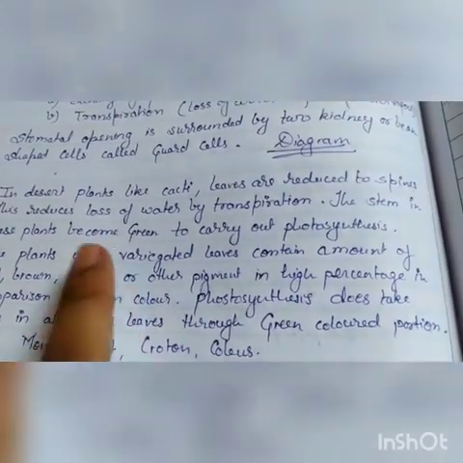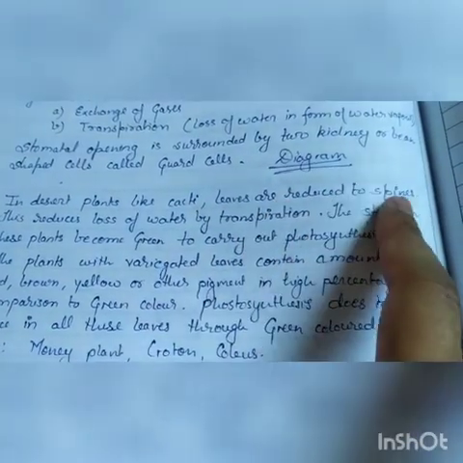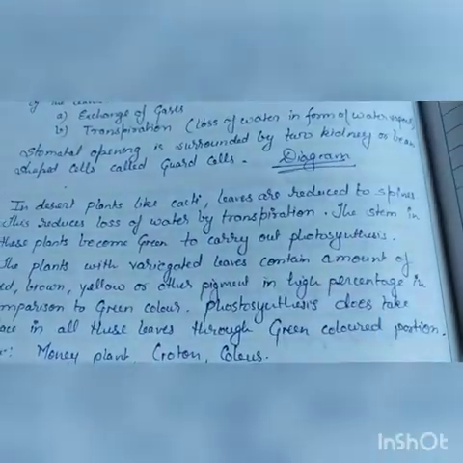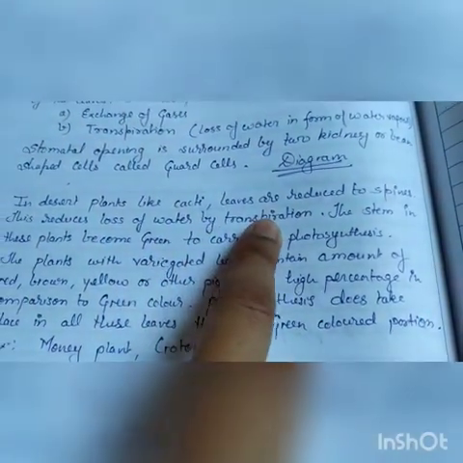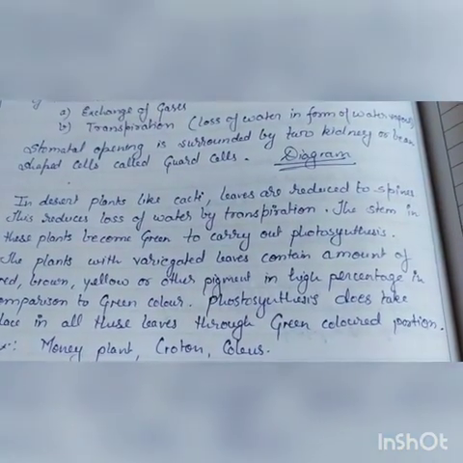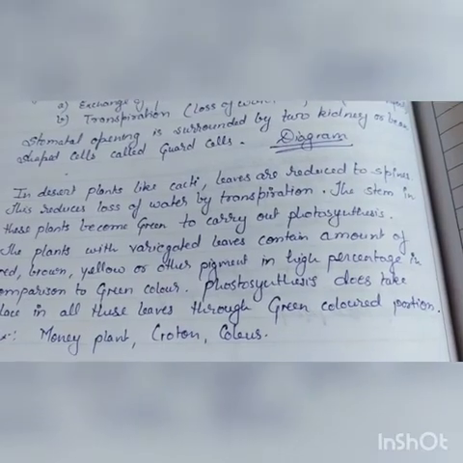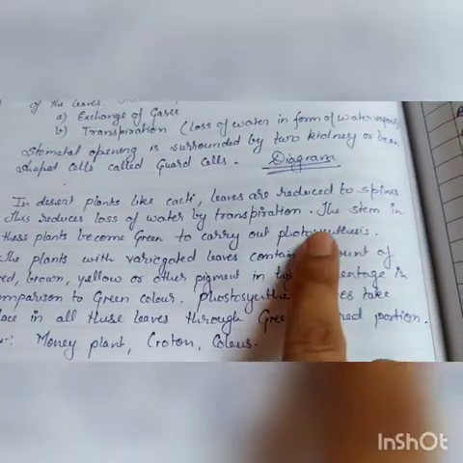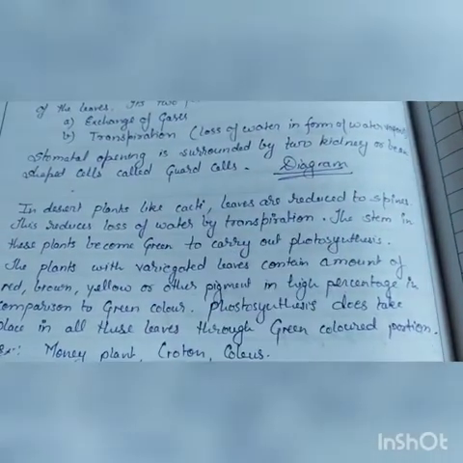Okay, so what I have written here: in desert plants like cacti, leaves are reduced to spines. This reduces loss of water by transpiration. But in that type of plant, the stem is green in color. If the stem is green in color, it means it contains chlorophyll. The stem in these plants becomes green and carries out photosynthesis.